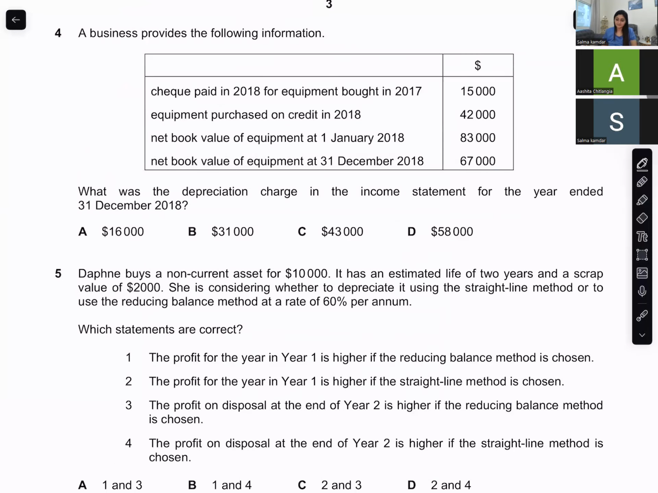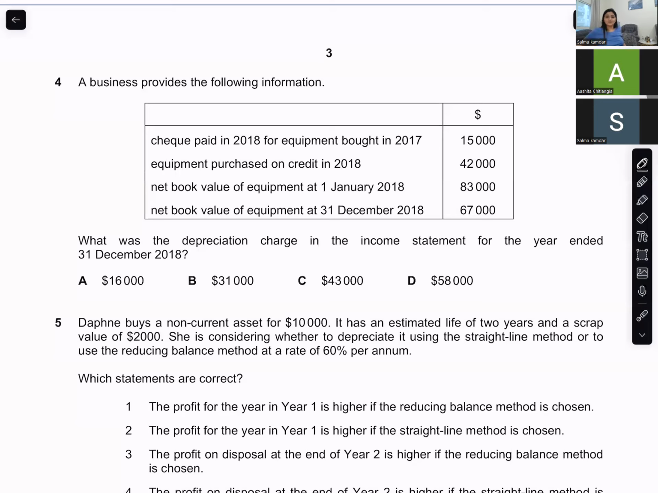A business provides the following information. What was the depreciation charge in the income statement for the end of the year? Try doing it. Read the question along with me, okay?